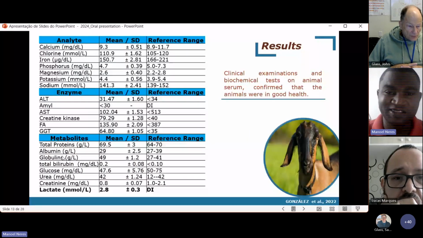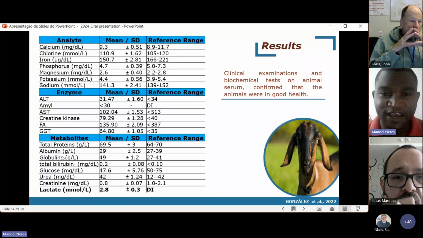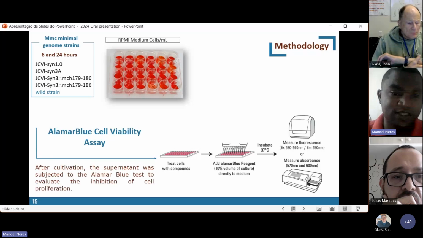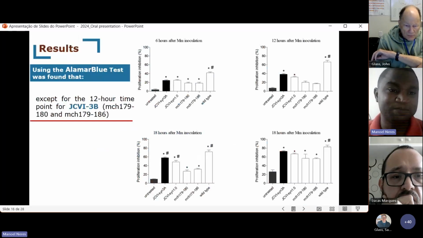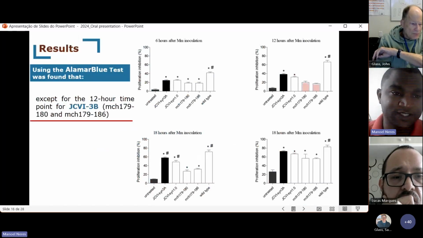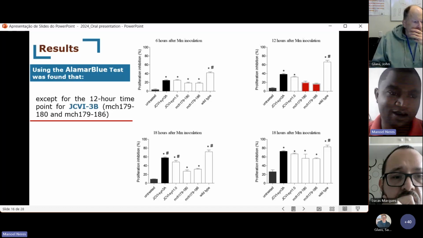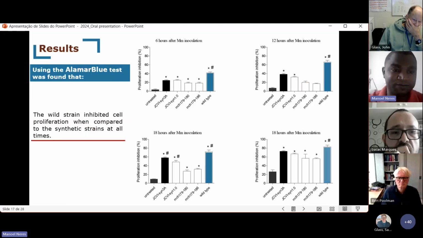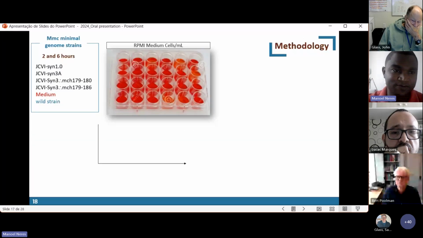Clinical examination and biochemical tests of animal serum confirmed that the animals were in good health, as you can see here in this table. After cultivation, the supernatant was subjected to the alamarBlue test to evaluate the inhibition of cell proliferation. Except for the 12 hours time point for JCVI-syn3B, all synthetic strains inhibited proliferation at all evaluated times compared to the negative control. The wild strain inhibits cell proliferation when compared to the synthetic strains at all time points.